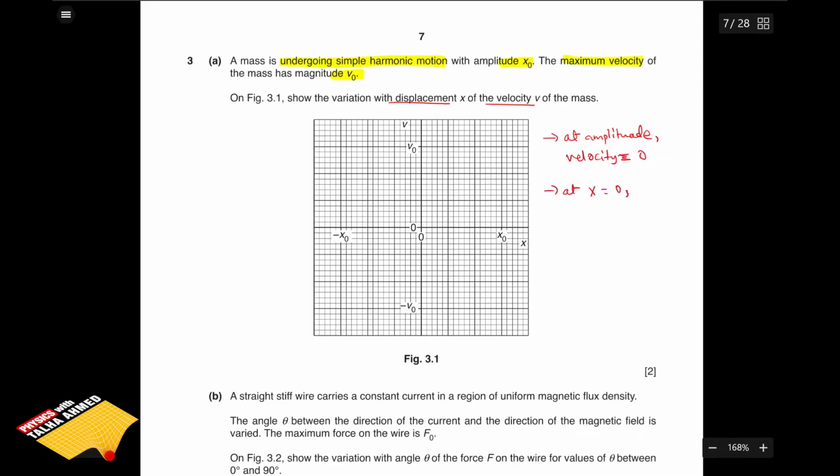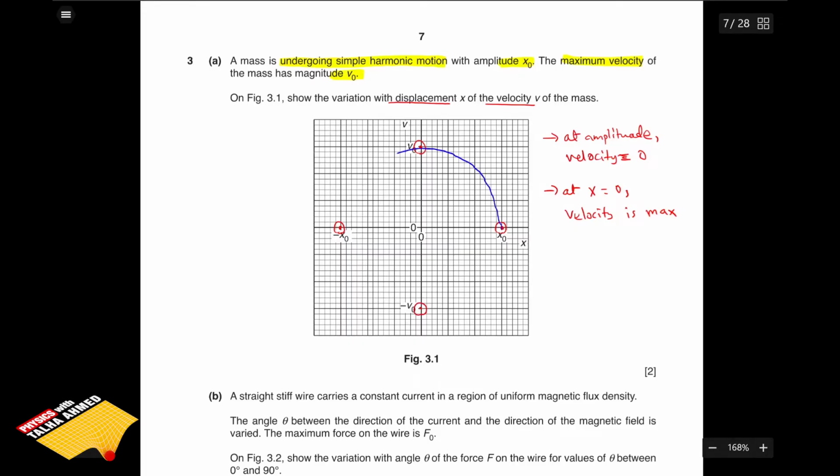And when the object is passing through the mean position or the equilibrium position, then the velocity is maximum. So if you remember those two things, then you would actually see that you can plot 4 points on the graph. So those 4 points will basically be using these two concepts. So by using the first concept, we can see that when displacement is maximum, velocity is zero. So we have a point at x naught comma 0 and minus x naught comma 0, and then you have 2 points at 0 comma v naught and 0 comma minus v naught, which is the maximum velocity.